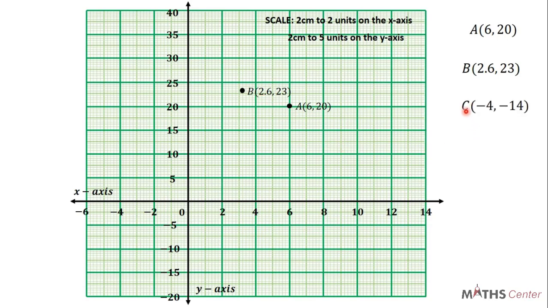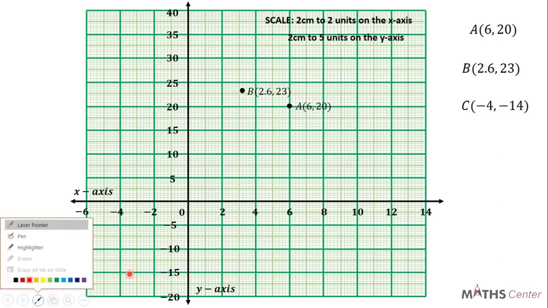Let's plot another point, point C, which is -4 and -14. -4 falls on a major division, so we have -4 here. -4 falls on a major grid line, but 14 does not. So we have to look for 14 on the y-axis. But we know that on the y-axis, each division is 0.5. To get -14, we go to -10 and we start counting downwards until we get to -14. Each division is 0.5. So let's do that.